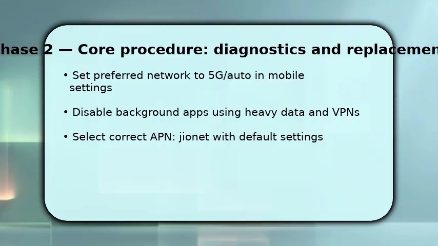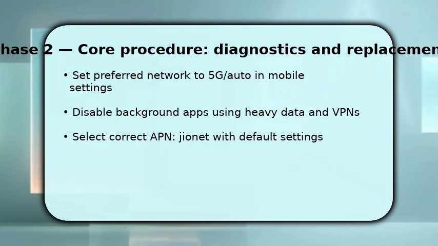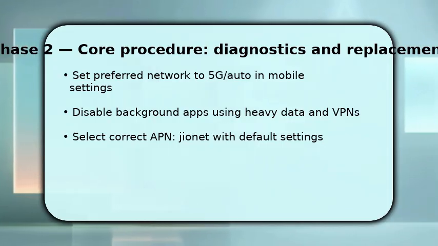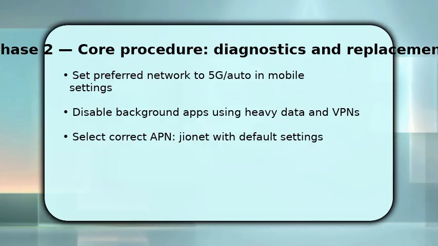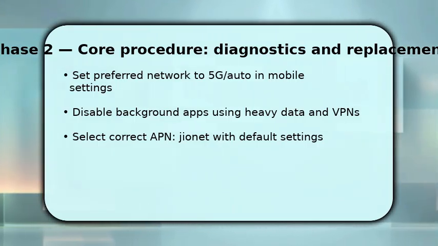Once done, turn off VPNs and close background apps that hog bandwidth. These reduce latency and throughput. Make sure the APN is set to GeoNet with default parameters, because wrong APN prevents full carrier features. If your phone supports band locking, try locking to the primary local 5G band to improve stability and speed.